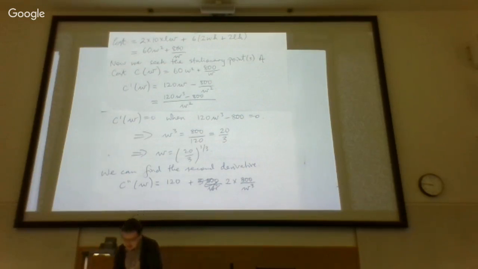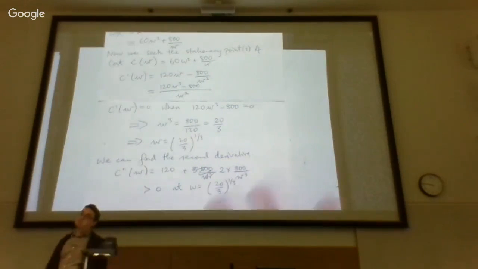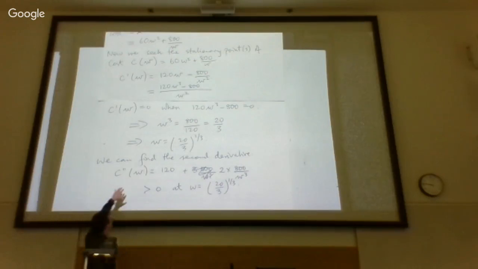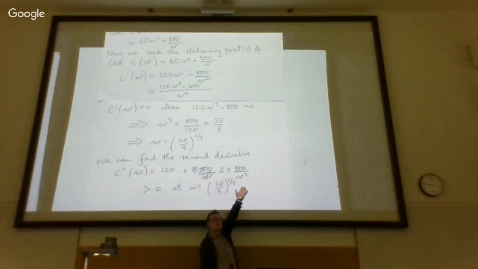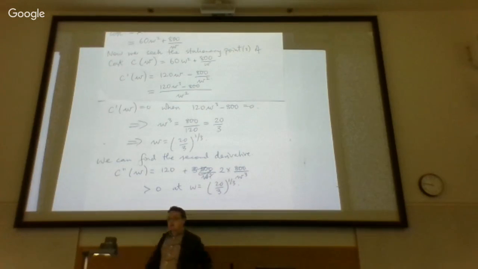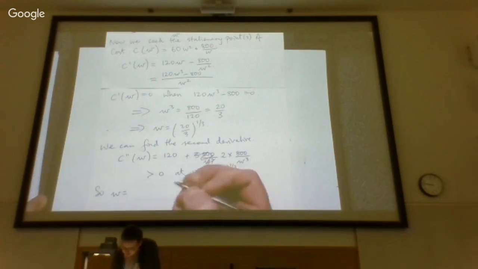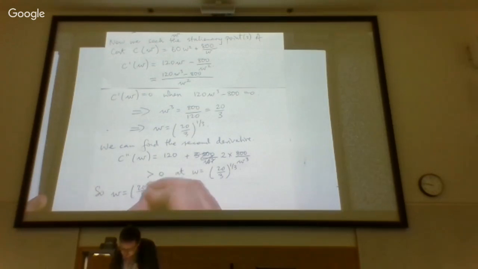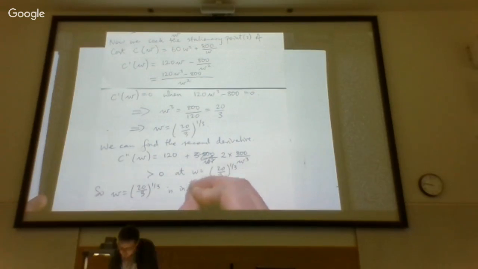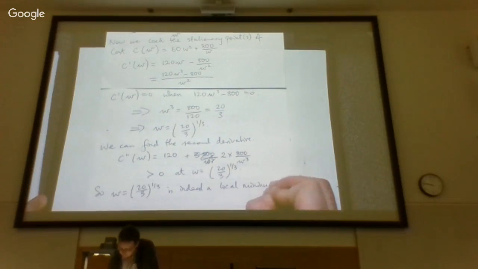Well, clearly this second derivative is going to be greater than 0 at all positive values of w. If you evaluate the second derivative at a positive value of w, it's 120 plus 2 times 800 over the positive value cubed. So it is going to be positive. So this stationary point value, the cube root of 20 over 3, is indeed a local minimum for the cost function.